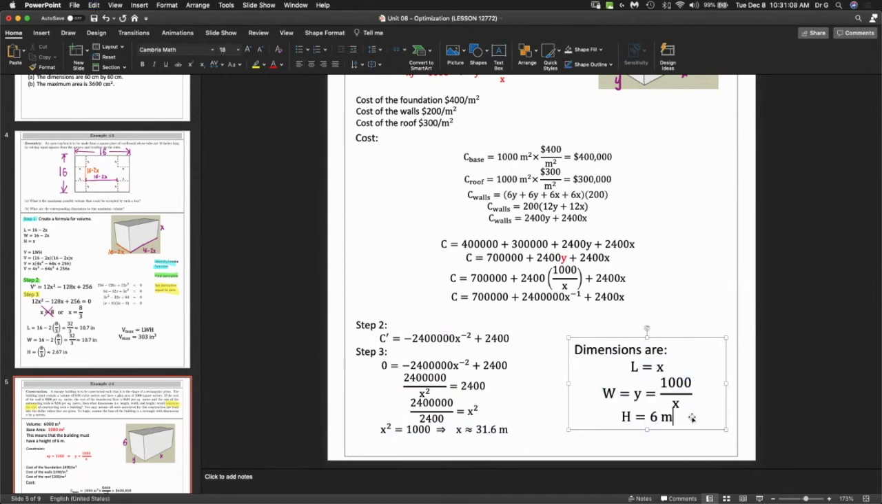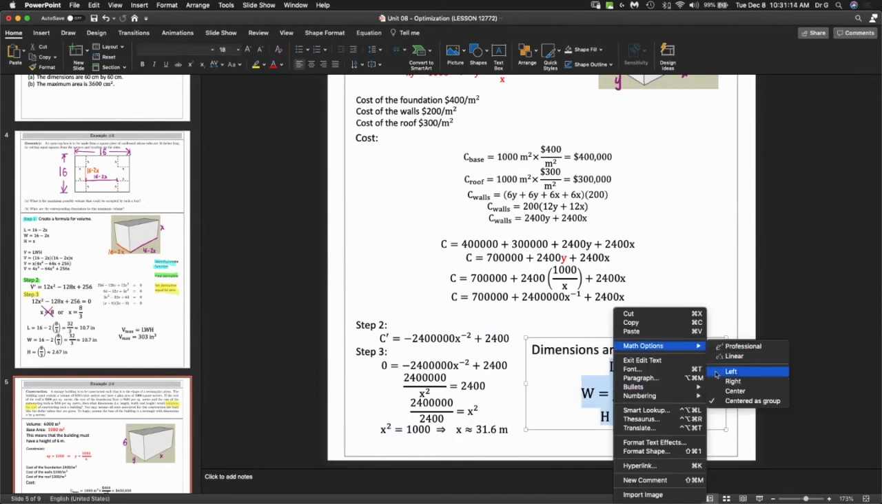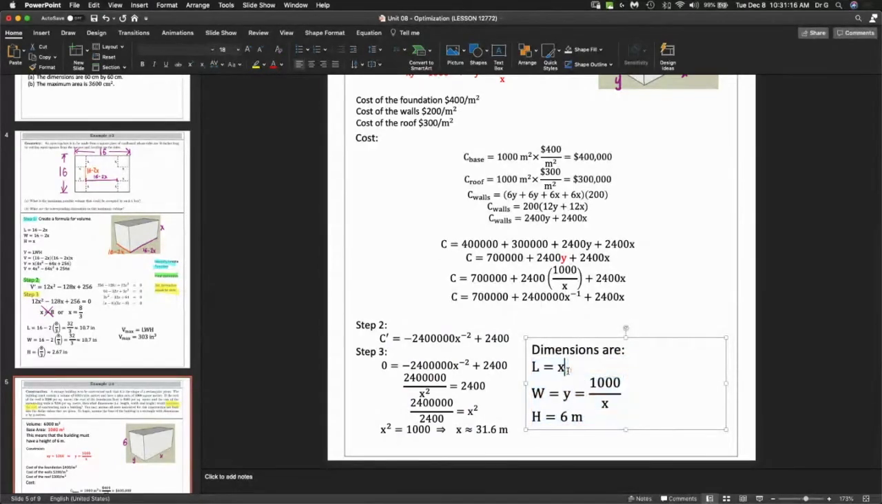Because the height, we had no choice. We had no choice for that height. Too bad. Although having no choice in a mathematics question is nice, because then you're not going to screw it up, hopefully. So x is 31.6 meters. The width here is 1,000 divided by 31.6.